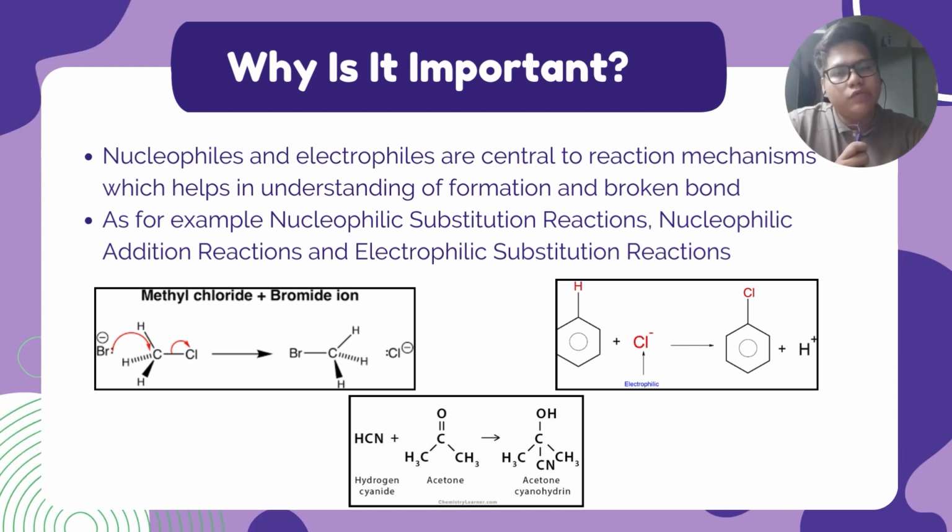Why is it important for us to understand nucleophiles and electrophiles before learning about the reactions? Because nucleophiles and electrophiles are central to reactions and mechanisms. This is because reactions happen because of the movement of electrons. By understanding nucleophiles and electrophiles, we will be able to determine the donor of electrons and also the receiver of electrons. This will help us understand the formation and breaking of bonds.